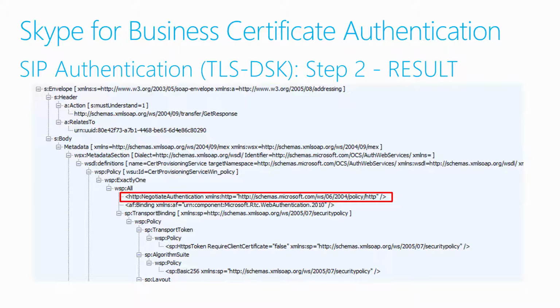One other thing that I want to mention around modern authentication: we have seen previously that when the client tries to sign in, it gets offered these different authentication methods, NTLM, Kerberos, TLS-DSK. If you want to use modern authentication, you want to make sure that the client can sign in only using modern authentication and will not sign in using NTLM or Kerberos. So you will disable these authentication methods on the server so that users can sign in only using TLS-DSK.